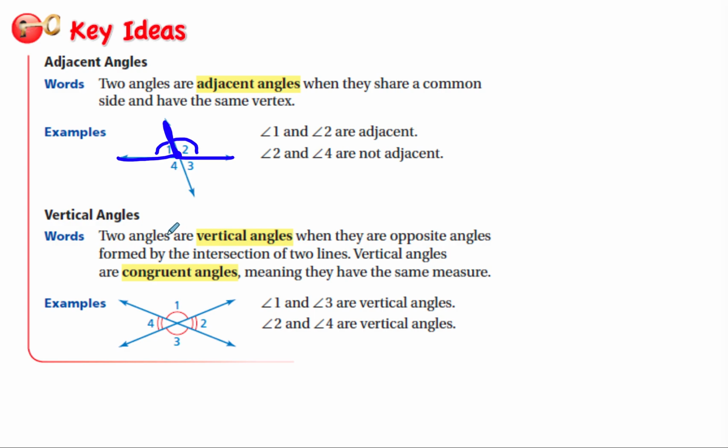Two angles are vertical angles when they are opposite angles formed by the intersection of two lines. Vertical angles are congruent angles, meaning they have the same measure. So when you have two lines that crisscross, like these do, the ones that are across from each other are vertical. They don't share a side. They do share that same center point, and they're made with the same two lines. So 1 and 3 are vertical, and then 2 and 4 are also vertical.